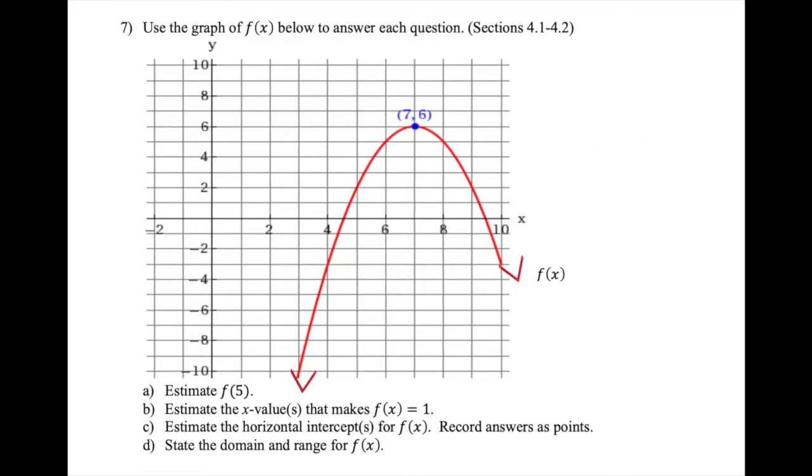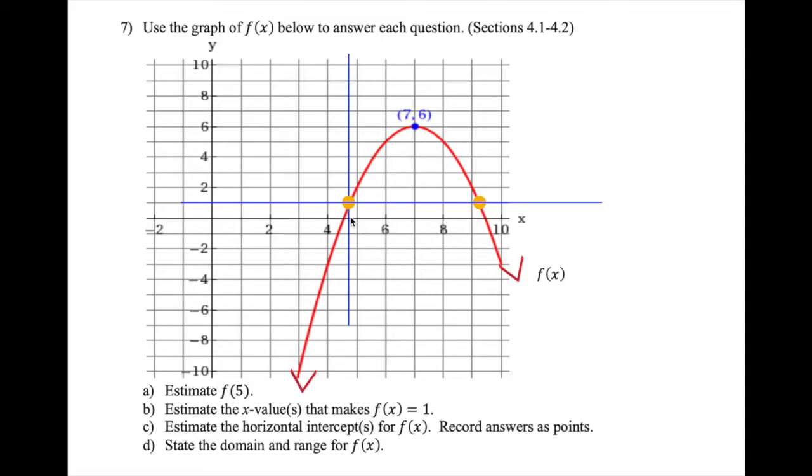Part B, estimate the x values that make f of x equal to 1. So f of x is just the y value. You want to find first y equal to 1. That's a horizontal line here. And you can see there are 2 dots for the intersection point. So you want to read the x value for those 2 dots.